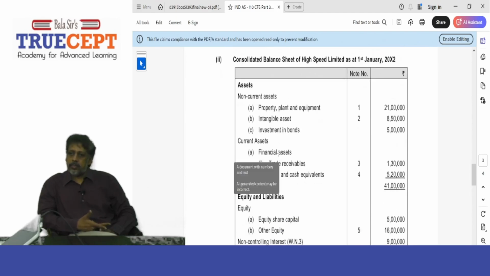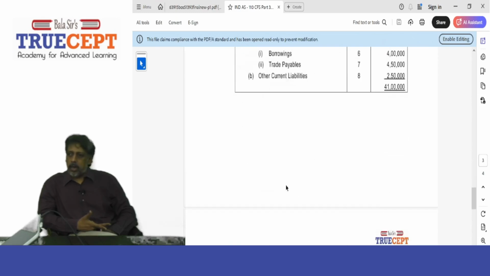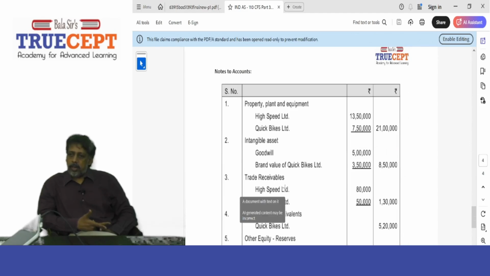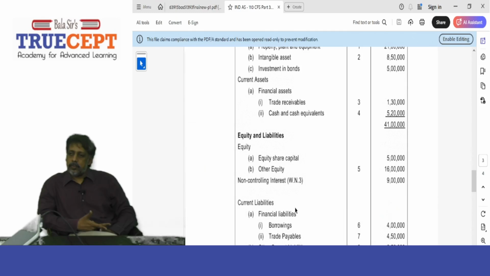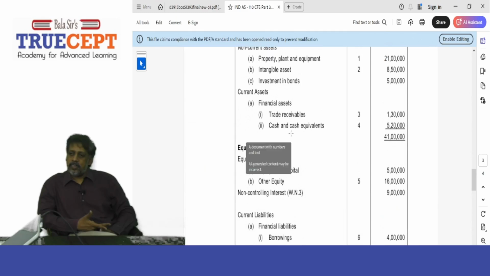Next is current assets. A, financial assets. Trade receivables, working note 3. Again add both, mine and yours, totaling 1 lakh 30,000. And then we have cash and cash equivalents.